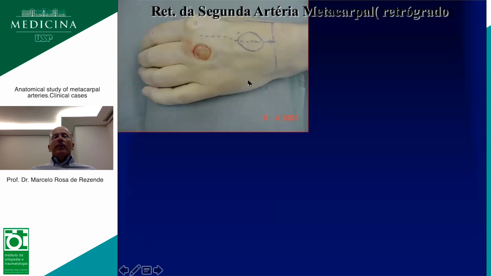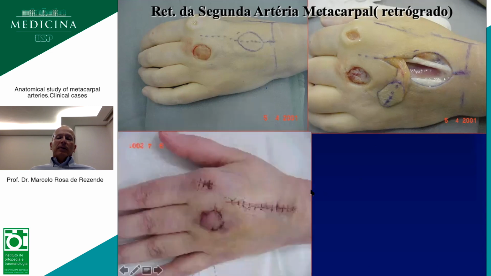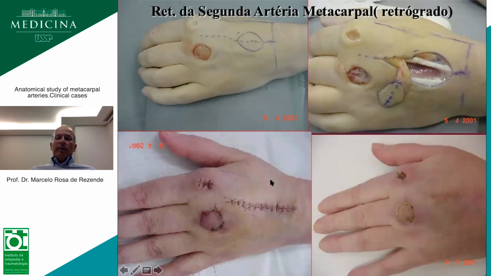Here is an example. We have an open injury at the dorsal aspect of the third metacarpophalangeal joint, with exposure of the tendon and the joint. So we had to put a flap. We planned the second metacarpal artery flap done in a retrograde fashion. So we plan the flap here, we ligate the second metacarpal proximally, and rotate it. Here's the result, the long follow-up.